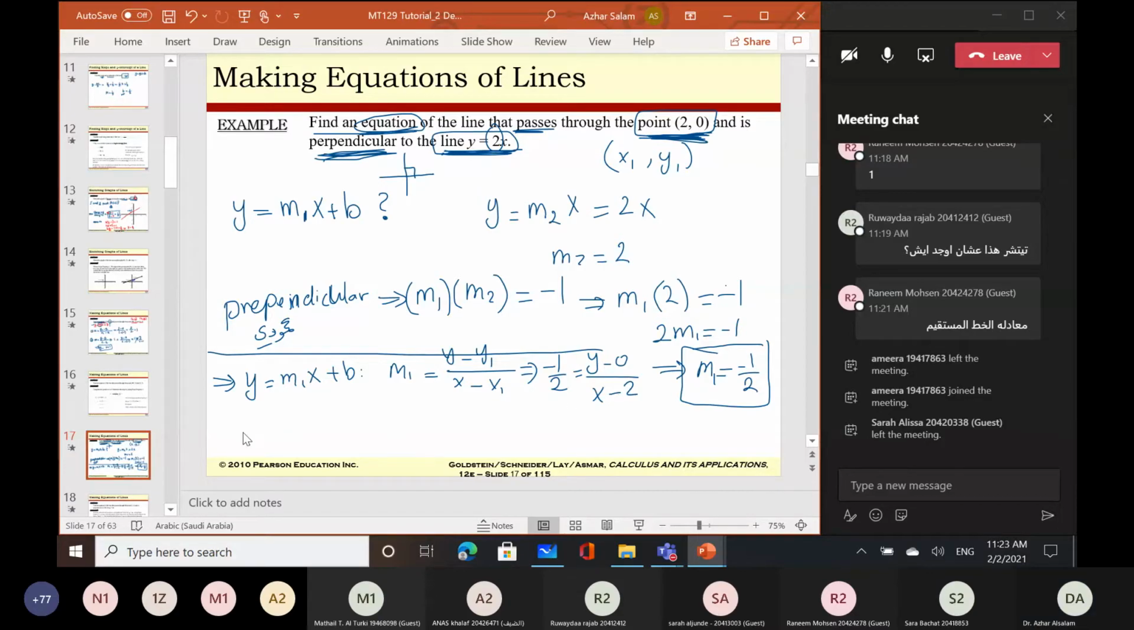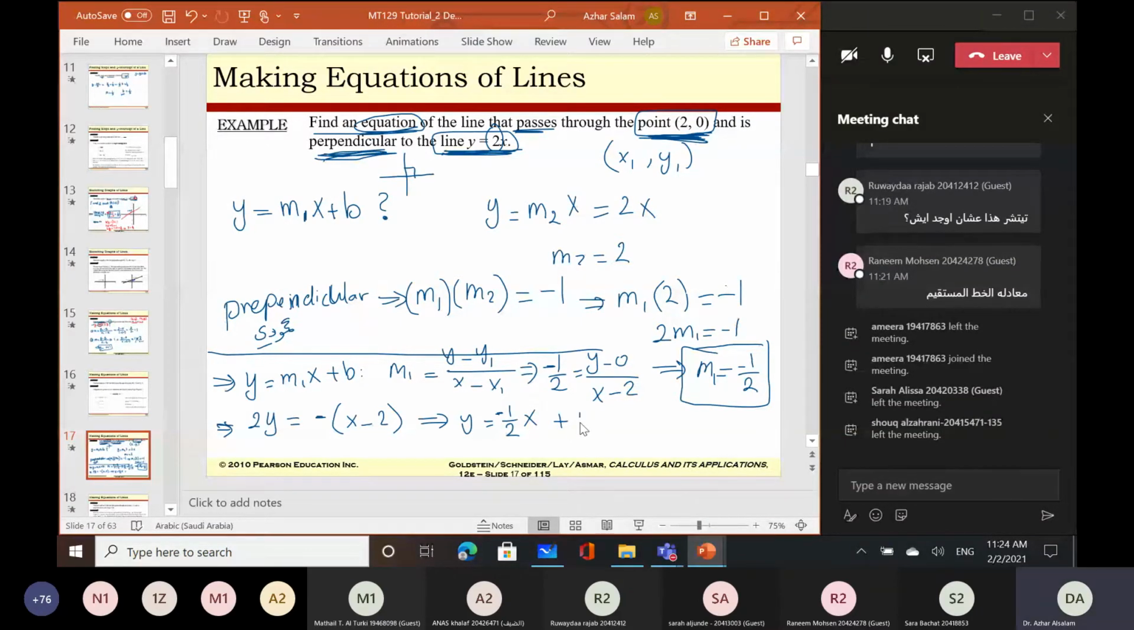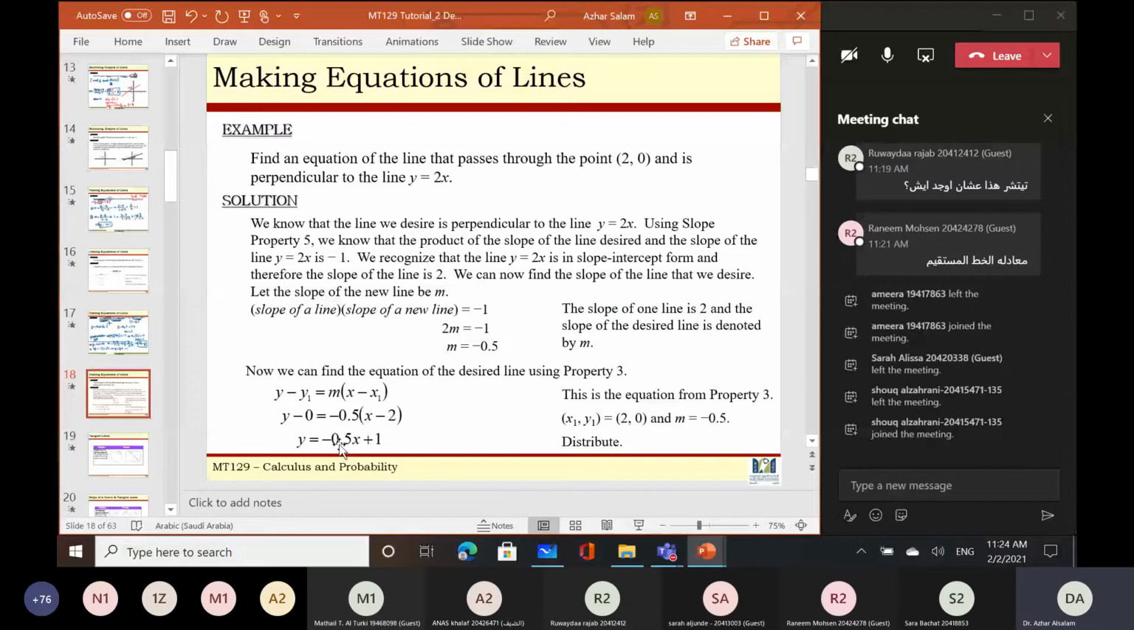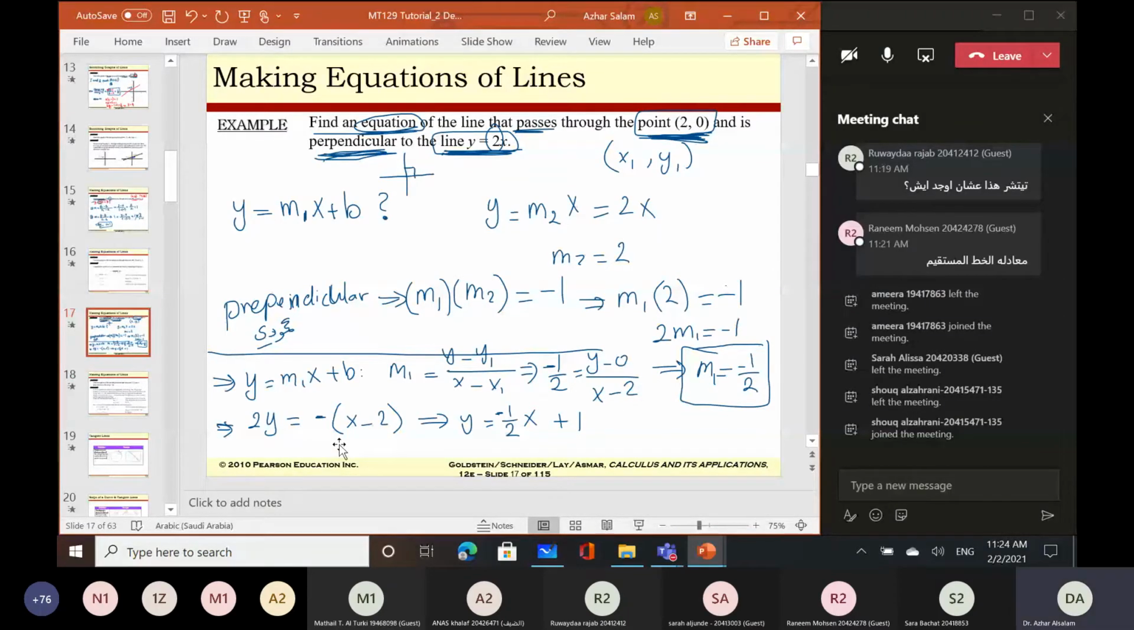Okay, so here I have 2y equals minus, multiplied by x minus 2. Okay, so y equals minus 1 over 2 multiplied by x plus 1, which is 2 divided by 2. Okay, this is all simplification. This is the final answer. Okay, this is the exact answer, which is minus 0.5x plus 1, that is minus a half multiplied by x, plus 1.